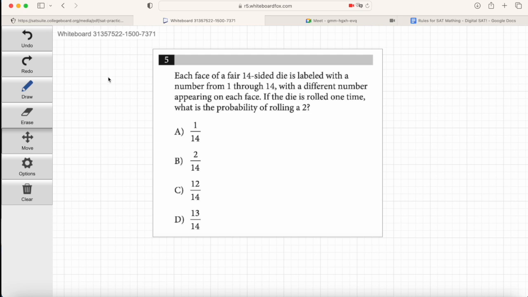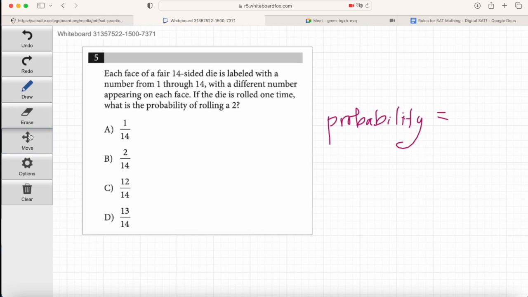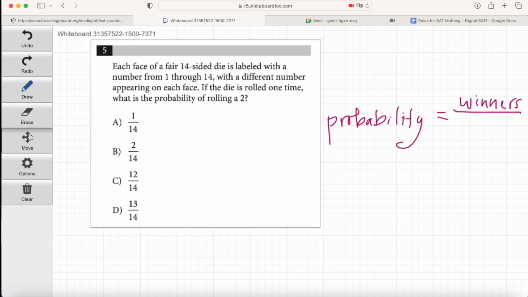My handwriting is just wretched. I really apologize. And my spelling is not great either. There we go. Probability equals the winning outcome, or the winners. I like to describe it as winners. Your winning outcome, the outcome you're looking for, divided by the total number of possible outcomes.